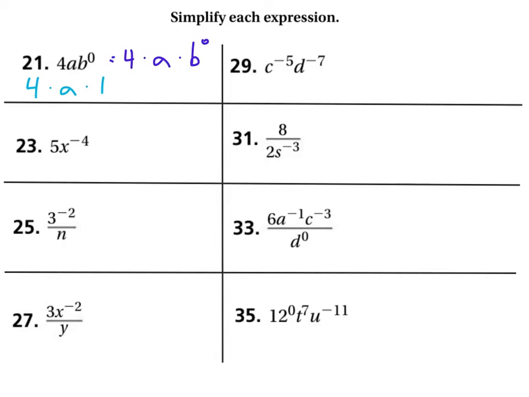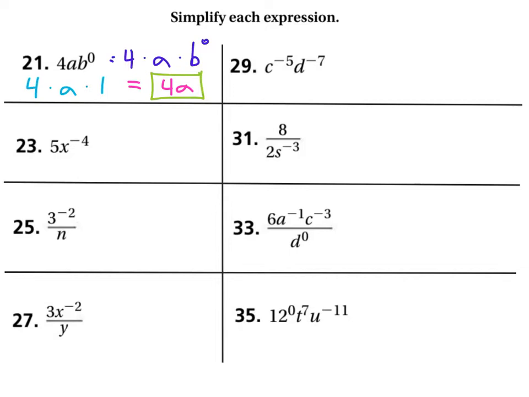Well, the times 1 isn't really going to change anything. Anytime you multiply by 1, you don't really change anything. And what do you get there as a result? Then you get 4a. That is the answer. Okay, let's keep going with this.